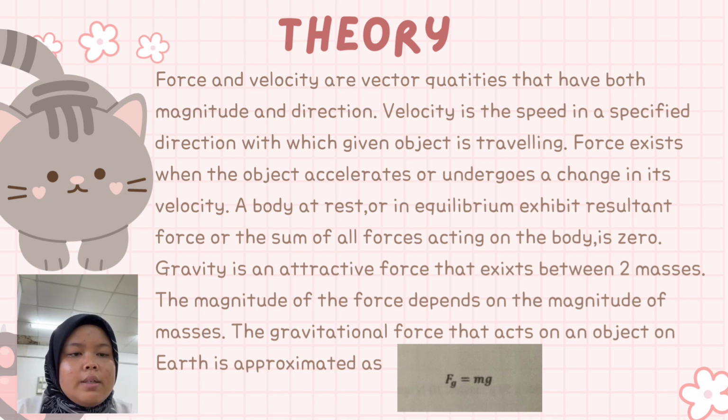Gravity is an attractive force that exists between two masses. The magnitude of the force depends on the magnitude of the mass. The gravitational force that acts on an object on Earth is approximated as Fg equal to mg, where m is the mass of the object and g is the gravitational acceleration. The magnitude of the gravitational force exerted on an object is referred to as its weight. Normal force is a contact force that acts in the normal direction, perpendicular to the contact surface between two objects.